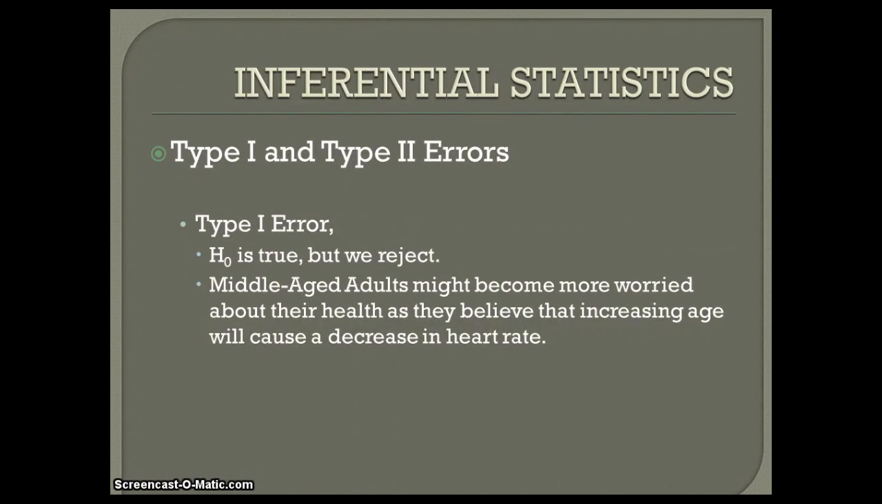Before we calculate the inferential statistic, let me explain what is type 1 and type 2 error. Type 1 error means that the null hypothesis is true, but we rejected the null hypothesis. The possible consequence is that the middle-aged adults might become more worried about their health as they believe that increasing age will cause a decrease in heart rate.